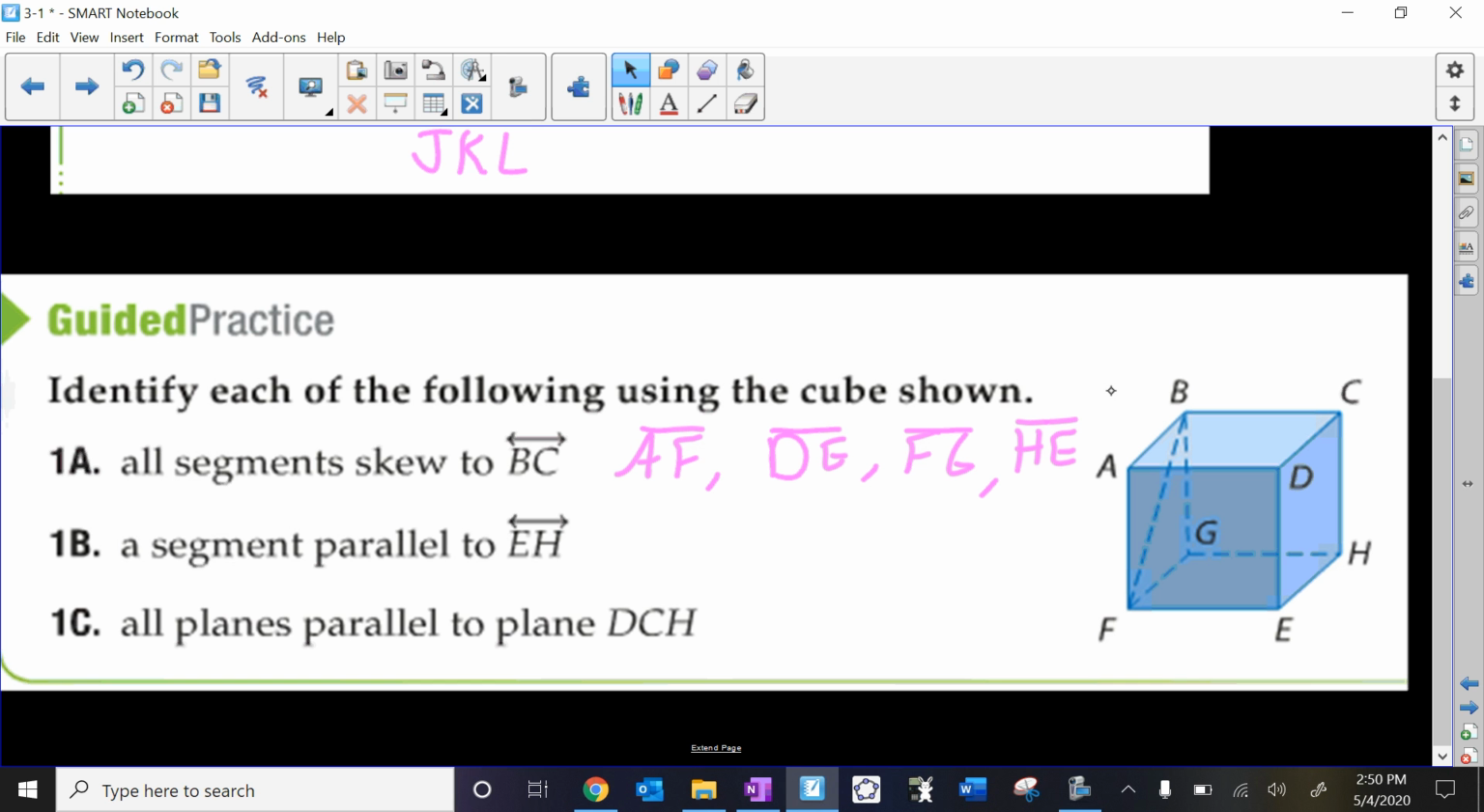1B, a segment parallel to EH. I'm going to name them all. One of them is CD. Another one, AB. And then finally, FG. And then finally, all planes parallel to plane DCH. Notice DCH here is on the side. We want plane ABG.